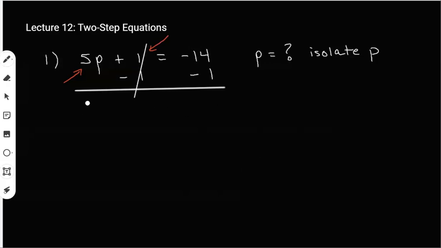On the left side, I'm only left with 5p, so I have to bring that down. And then on the other side, I have negative 14 minus 1, and that's going to give me a negative 15. So now I only have 5p is equal to negative 15. Now I just need to get rid of the 5 that's out in front. And the way I'm going to do that is by doing the opposite of what you see. You see 5 times p, so I'm going to divide everything by 5. I'm going to divide both sides by 5.